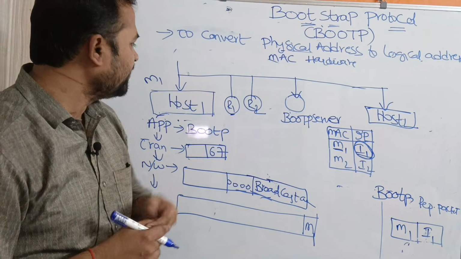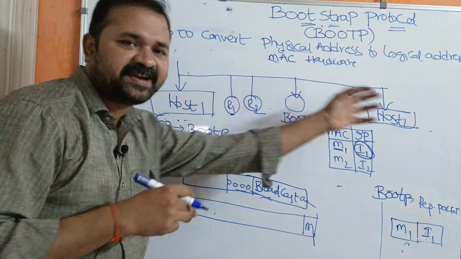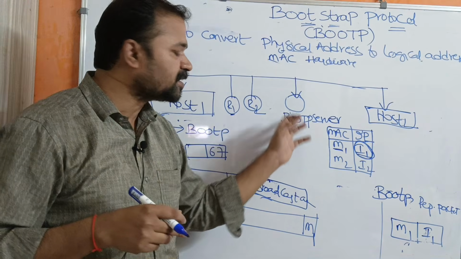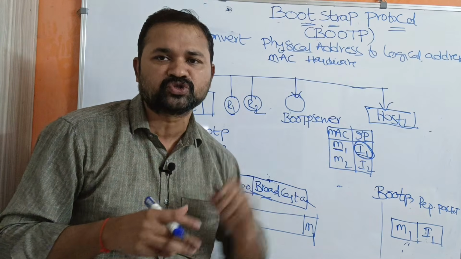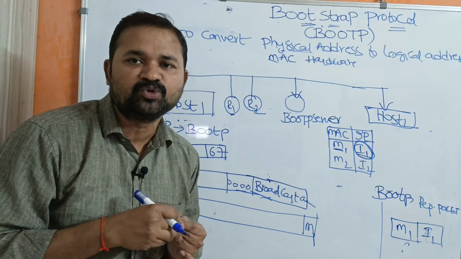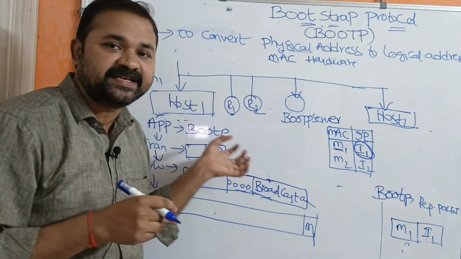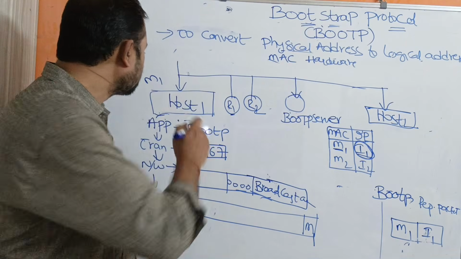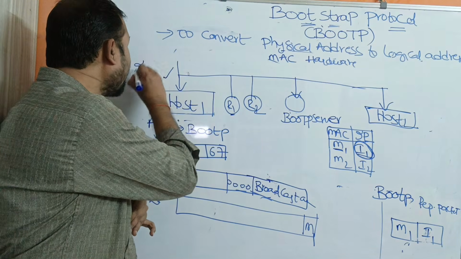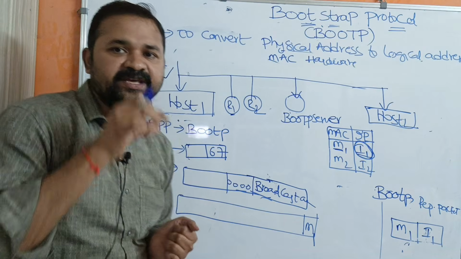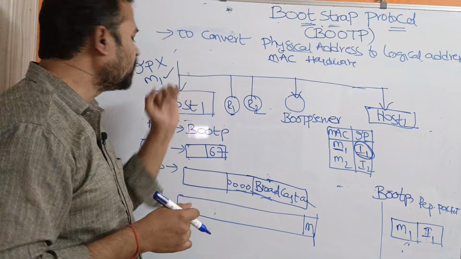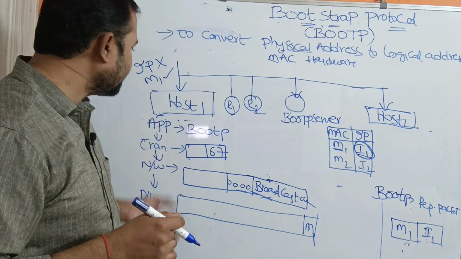Now let's see with the help of an example. Here we have a network which contains host 1, router 1, router 2, the BOOTP server, and some host 2. Let us assume that host 1 is newly added to the network. We know only the MAC address of the system. We don't know the IP address of the system. So our target is to find the IP address of host 1 based upon the MAC address.